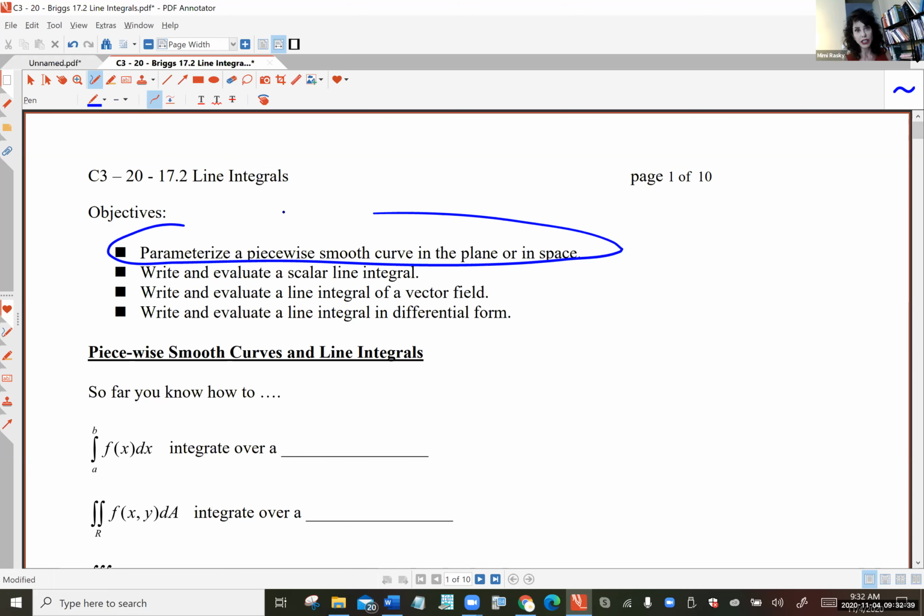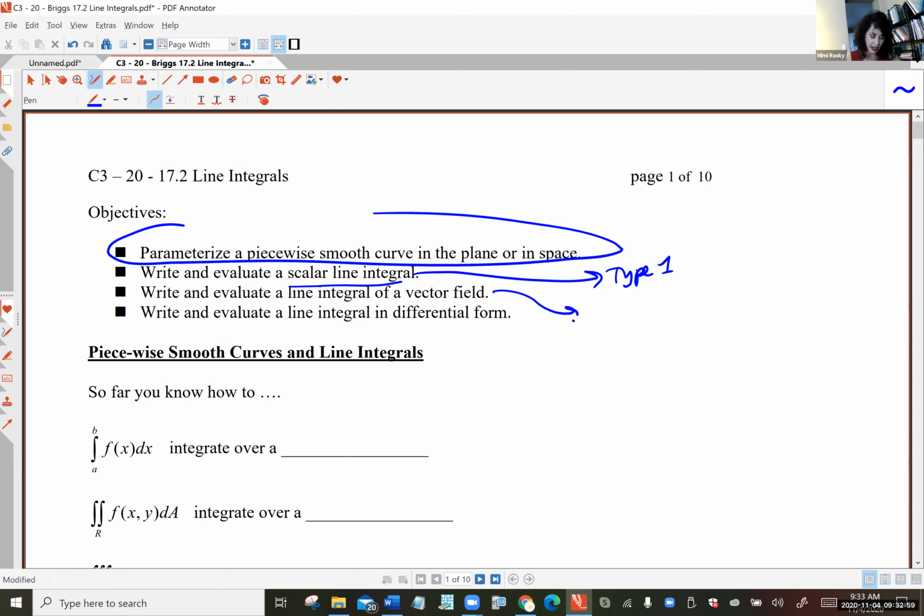And there's going to be one of each on midterm 4, and one of each on the final. So if you can't do these, you're going to be hurting. I call the first one the scalar line integral. You'll hear me call it type 1. No book calls it that. I just call it type 1 because we're going to cover it first, okay?